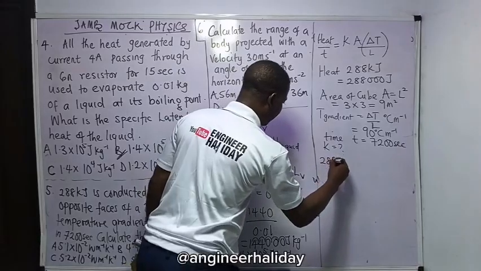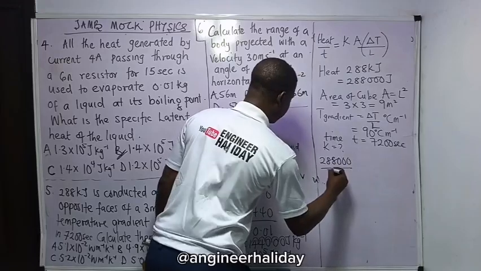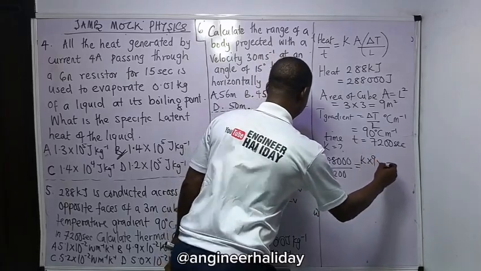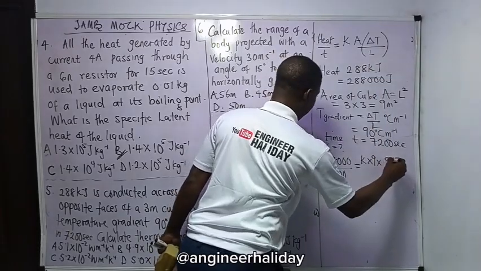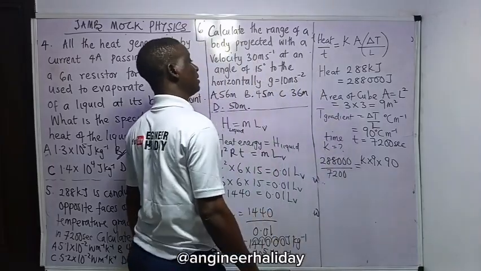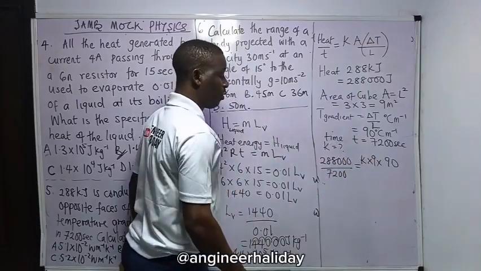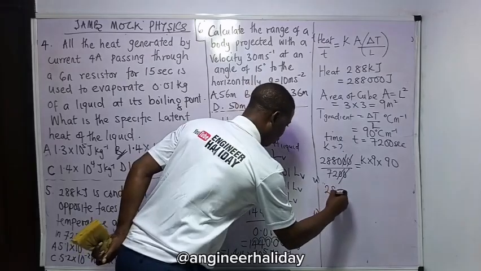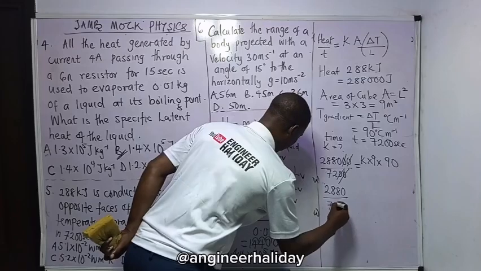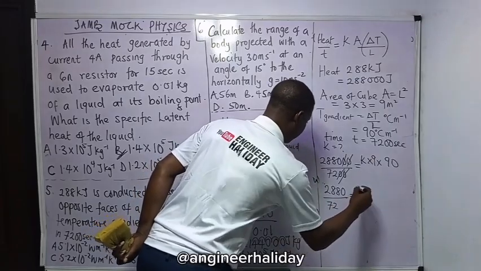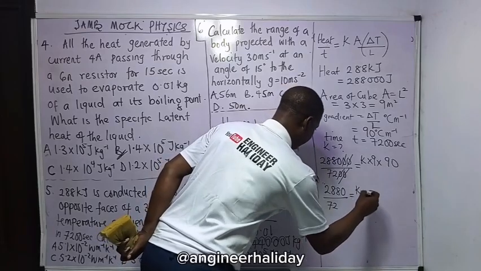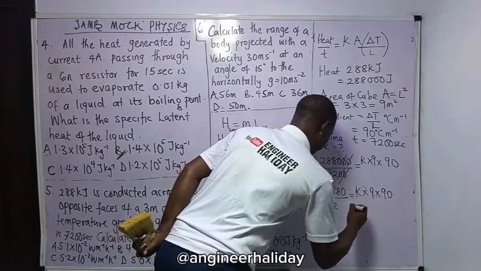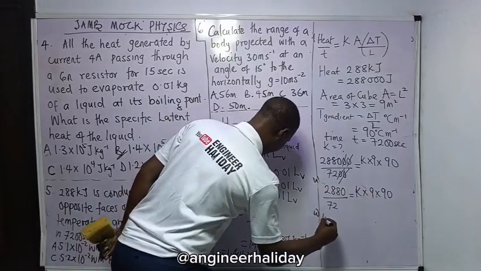We are going to have 288,000 over 7200 is equal to K times 9 times 90. The temperature gradient is given as 90, so we're looking for K. What we're going to do now is that this will cancel this, so I'm left with 2880 over 72 equals K over, let me leave it like that first, 9 times 90. Now if I divide both sides by 9 times 90, I would have K equal to what?